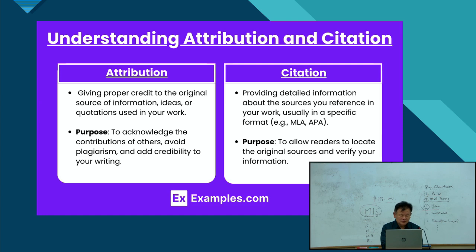Attribution has the purpose to acknowledge the contribution of others, avoid plagiarism, and add credibility to your writing. This is attribution. Also, citation has the purpose to allow readers to locate the original sources and verify your information. It means: where did this sentence come from? From what? So this is citation.